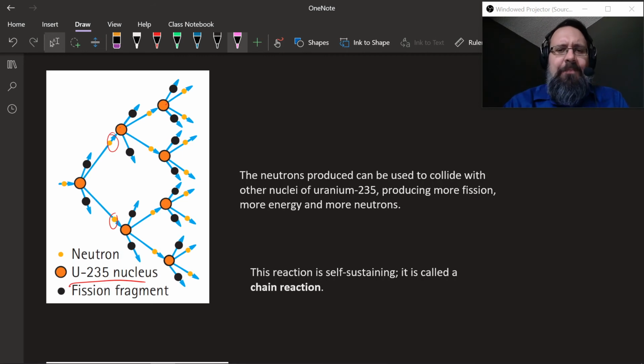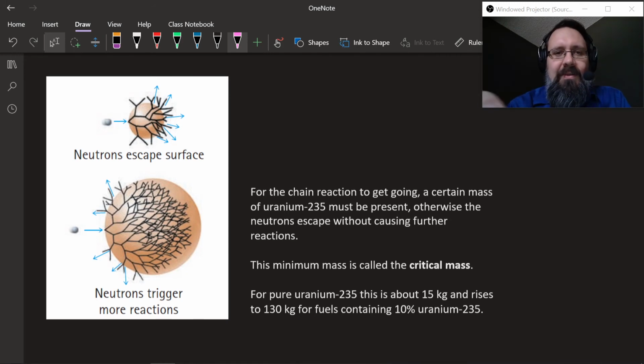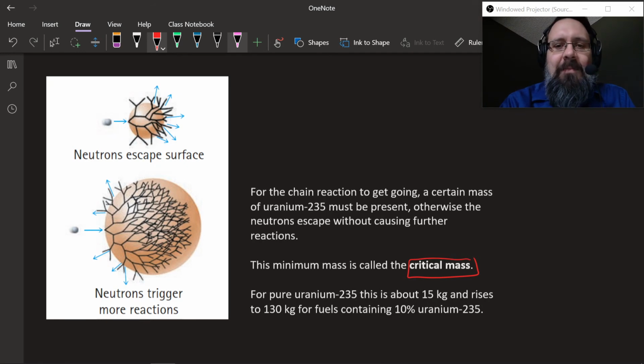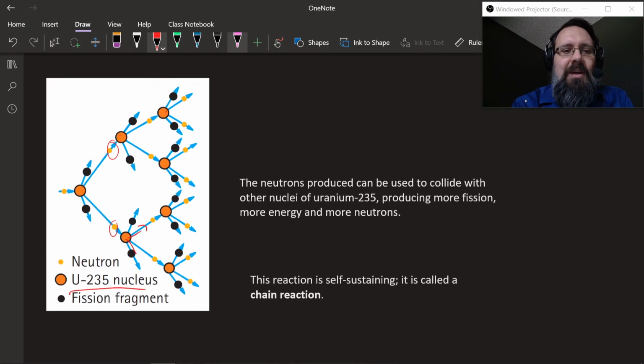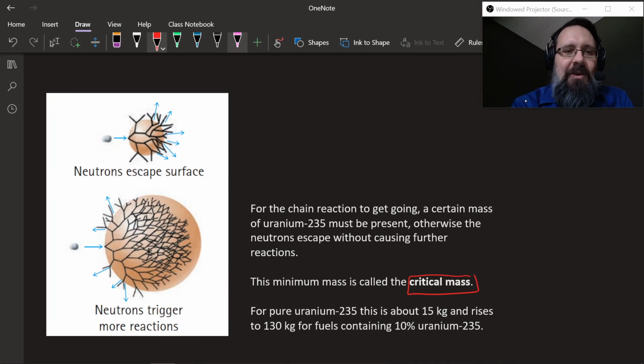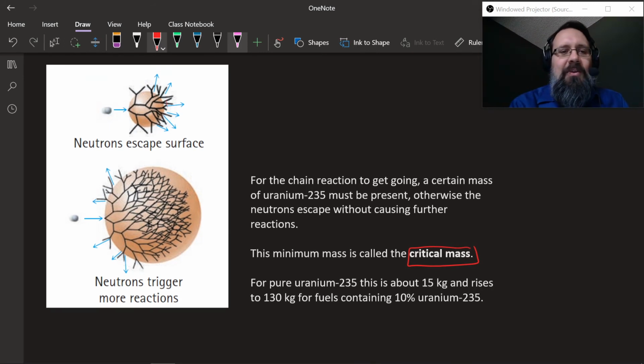The other thing you need to know about is that you need what's called a critical mass. You can't just run a reactor with any uranium. You have to have a critical mass of uranium in order for the chain reaction to get going. If you have too small an amount of uranium, the neutrons will escape without crashing in and causing more fission. If you just have a small amount, it's very easy for the neutrons to escape. Whereas if you have a larger chunk, a critical mass, then the neutrons are less likely to escape, and you're going to get that cascading chain reaction that you see in the picture right there.